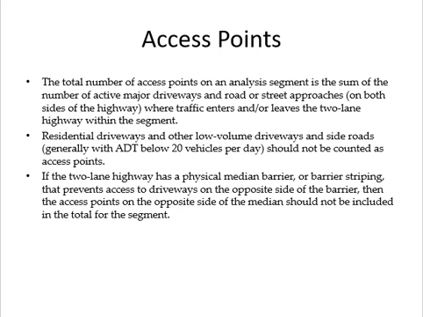If you have a solid median between the 2 directions, then access points for each direction will be counted separately. If you have a solid median, I cannot cross. So I cannot cross for access points. For this direction, there are 10 and there are 5 here. So for this direction, I will take 10. For this direction, I will have 5. But if there is no median, 10 plus 5. Got it? Clear? So both will be combined.